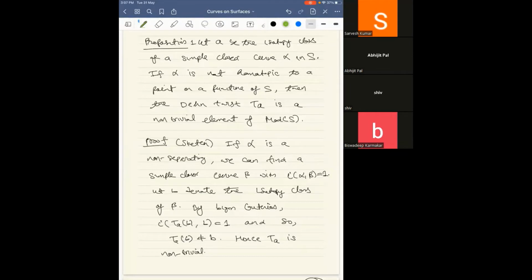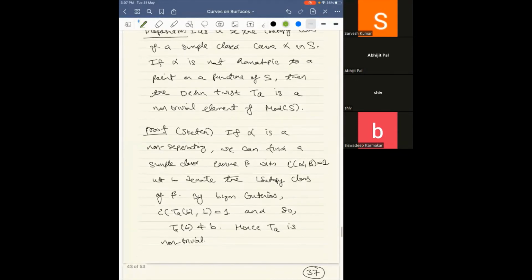Suppose alpha is non-separating. We have already seen that we can find a simple closed curve beta with intersection number of alpha and beta simply 1. You can always do this in a surface, and you know what the picture is. Now let us denote by B the isotopic class of beta.